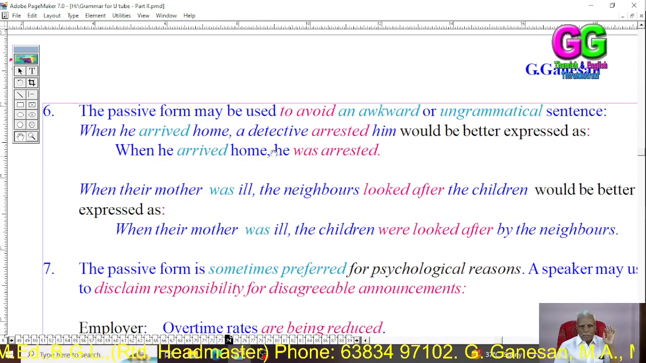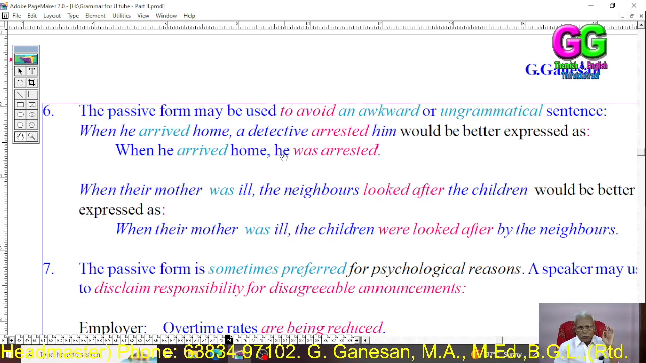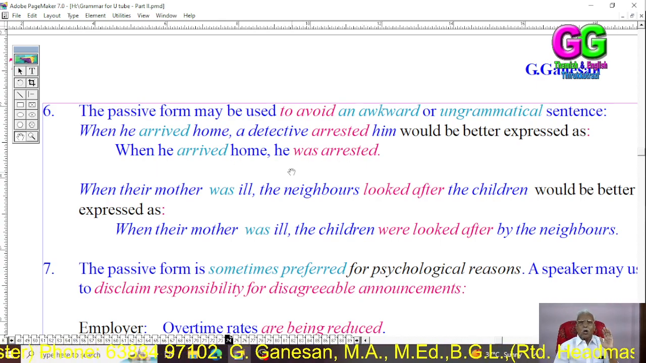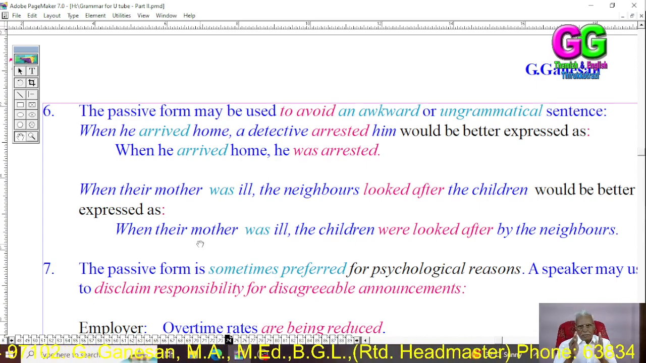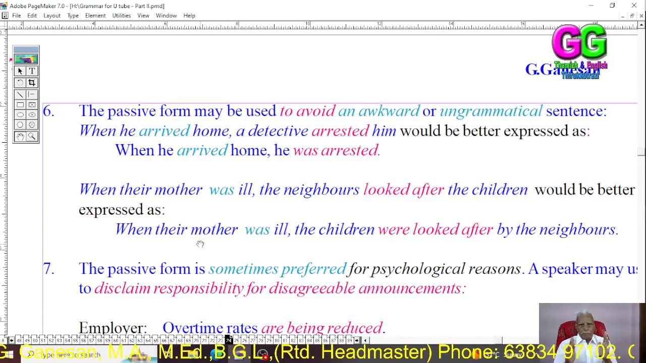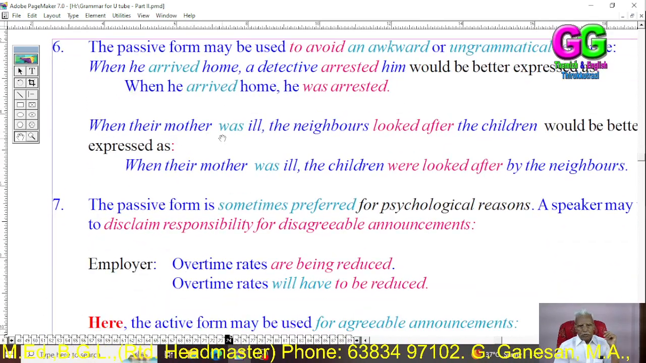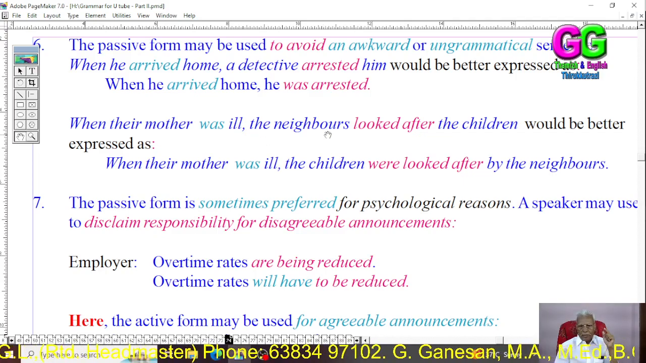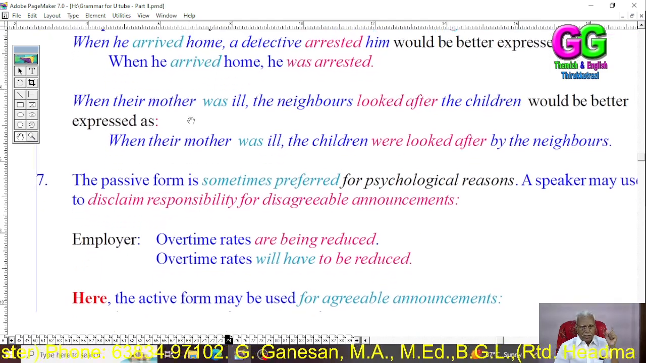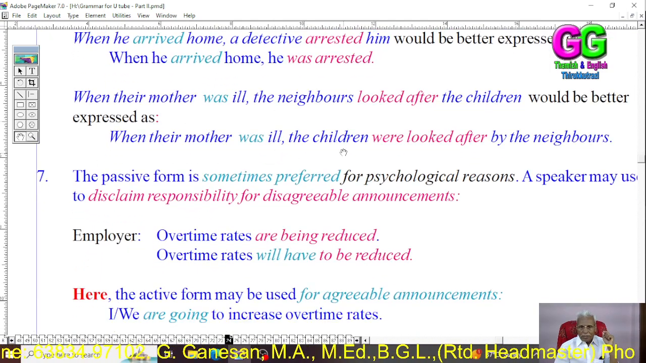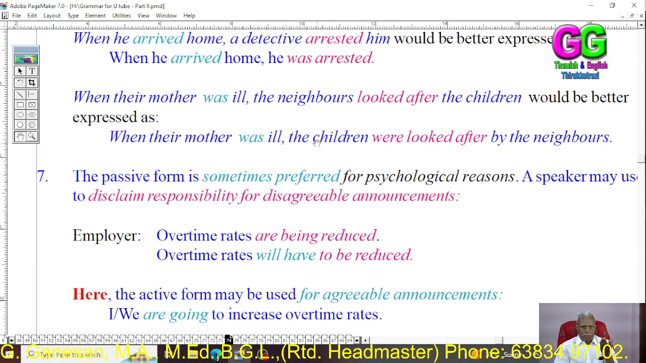When we arrived home, a detective arrested him will be better expressed as when he arrived home, he was arrested. That is, to avoid an embarrassment for the doer, it is better to use passive voice. When the mother was ill, the neighbors looked after the children would be better expressed as when the mother was ill, the children were looked after by the neighbors. This is a decent way of expressing.